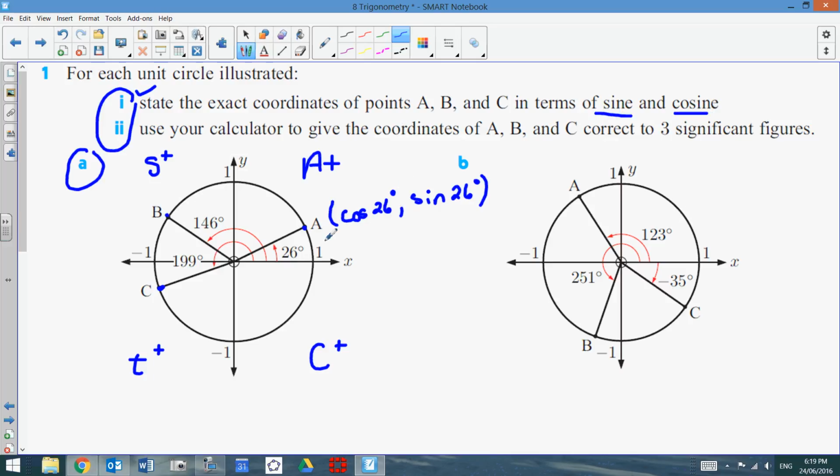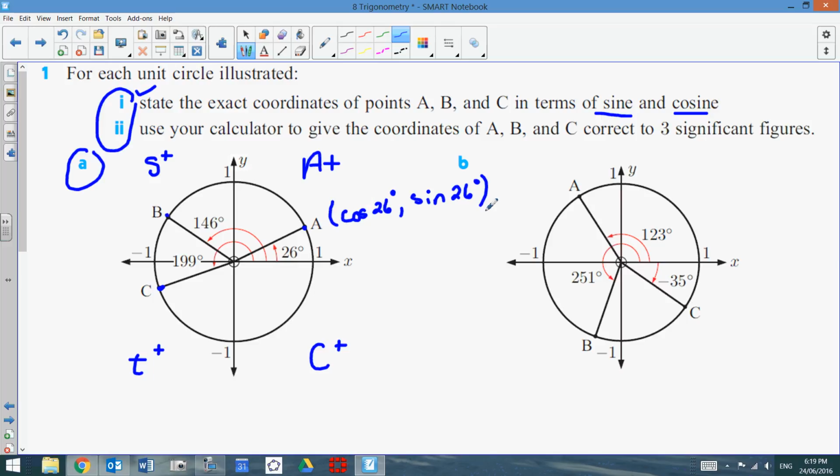So that is cosine 26 degrees as my x value, sine of 26 degrees as my y value. If I'm going to use my calculator to give the coordinates of A, B, and C correct to 3 significant figures, I would need to make sure my calculator is in degree mode. So when you open a new document, make sure that your calculator is in degree mode under settings, because you can also be in radian mode. But since we are entering a degree, make sure we are in degree mode, and then you should match this 3 sig figs that are in the back of your textbook as well. So pretty basic setup for this first question.